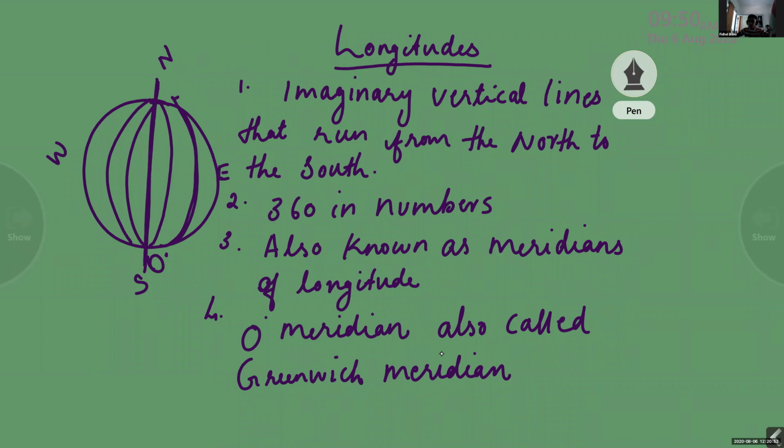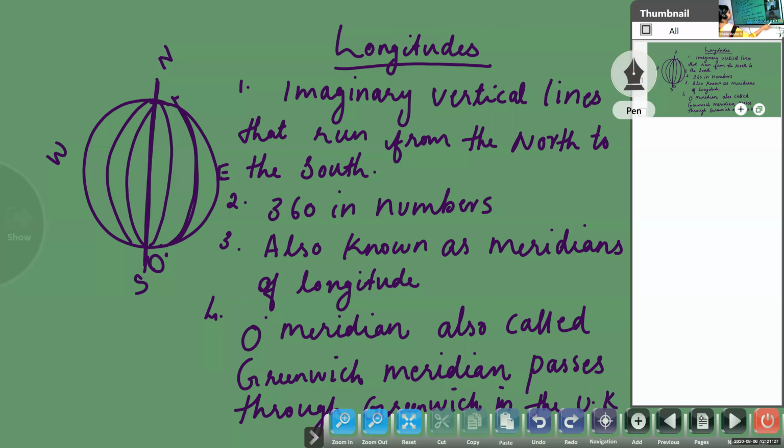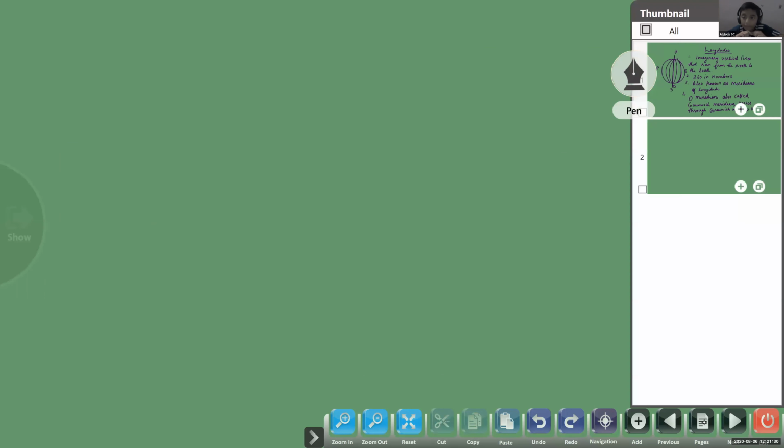The Greenwich meridian passes through Greenwich in the United Kingdom. Clear? Yes, ma'am. This middle line is passing through Greenwich, a place in the United Kingdom. It's passing through Greenwich in England, right? And how many points have we discussed? Four points.